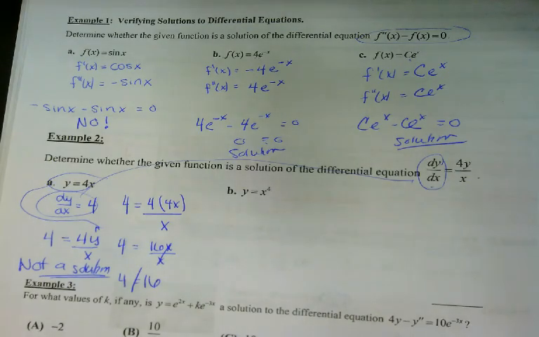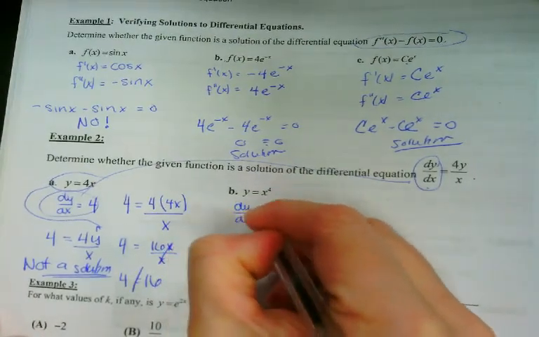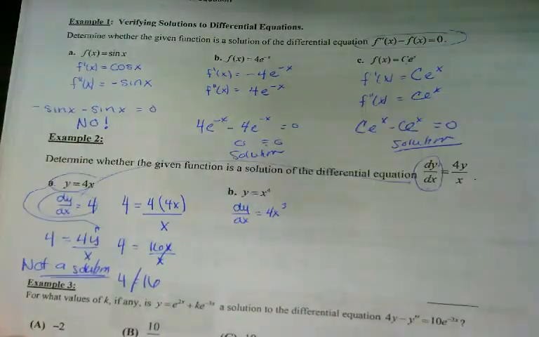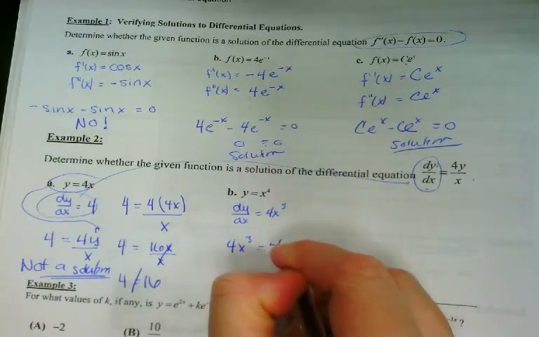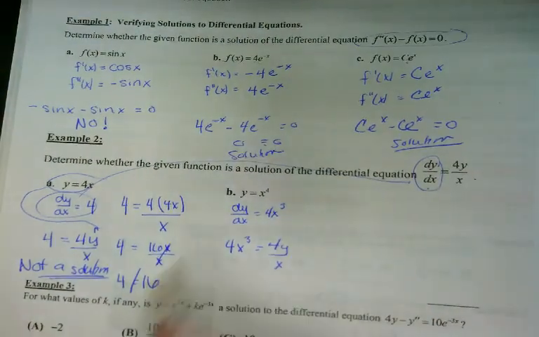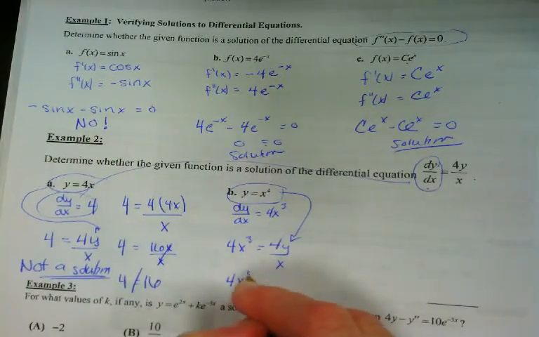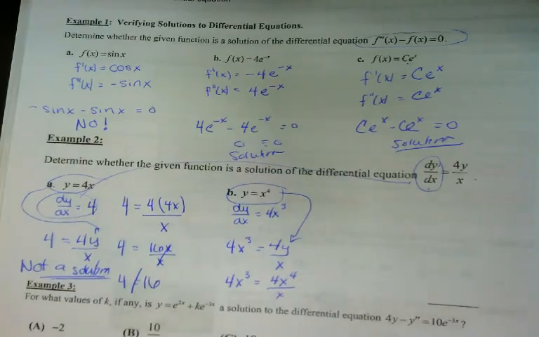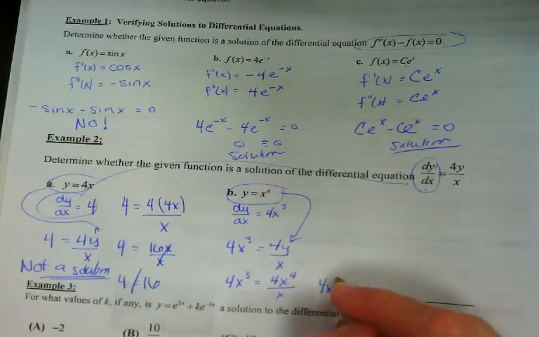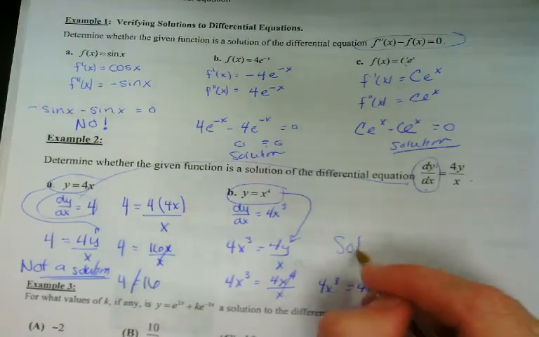Dan, what's your derivative of x to the 4th? 4x to the 3rd. Perfect. 4x to the 3rd, so we'll substitute that in. So we have 4x to the 3rd equals 4y over x. And we know y is x to the 4th. So 4x to the 3rd equals 4x to the 4th over x, which does turn out to be 4x to the 3rd when we subtract those exponents. So I would say this one is a solution.